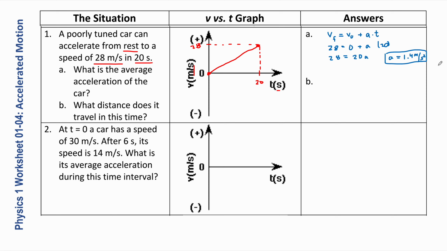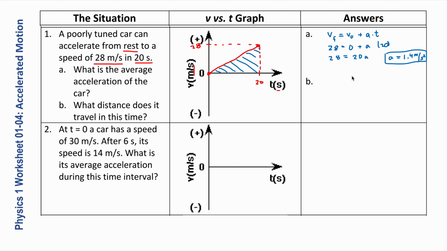B, what distance does it travel? Well, for this one, we're looking for displacement, delta x. We know acceleration and time. There's always multiple ways of doing this. One way of doing this is, if you remember, displacement's actually the area underneath a graph. You could simply find the area of this triangle.